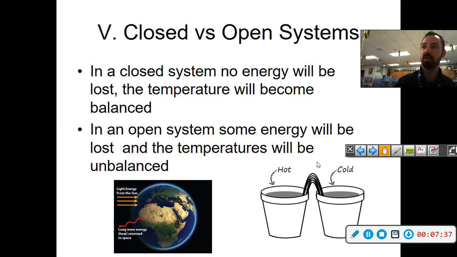So losing that heat energy, again, will make the temperatures at the end of the experiment not be exactly the same. If this were totally enclosed somehow, these two cups would be the same temperature at the end. So in this case, more heat energy is going to be lost from the hot cup than gained by the cold cup. And that's closed versus open systems.